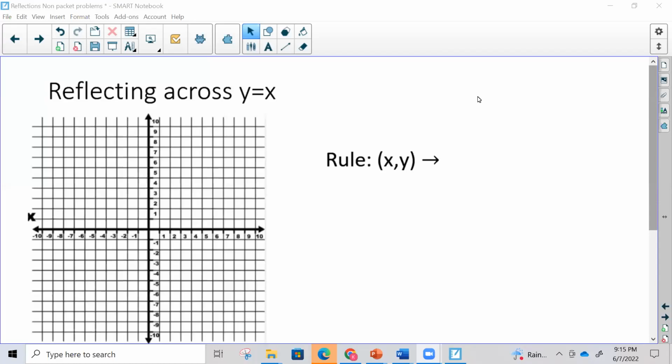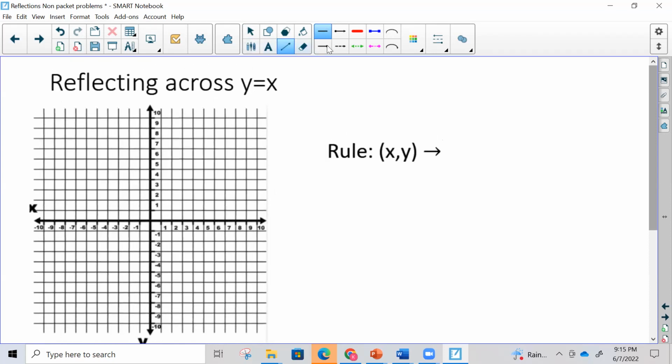Okay, so in this video, we're going to look at reflecting across the line y equals x. So it's kind of the same thing. y equals x is this diagonal line that goes through the origin that has a slope of 1.